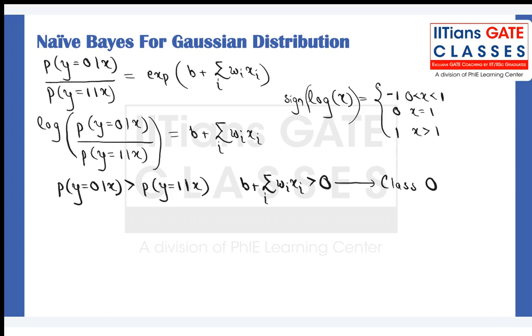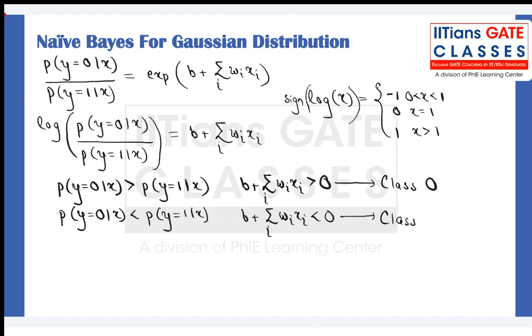Now think of the other scenario. When the probability of y equal to 0 is less than that of y equal to 1, then b plus sigma i wi xi will be less than 0, correct? So then I can say that it belongs to class 1, sorry. So what can I say from this? Can I say this b plus summation of wi xi is nothing but our decision boundary, right?